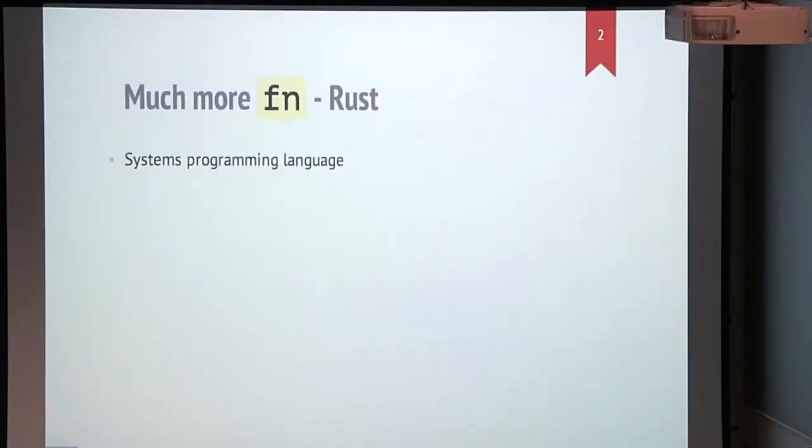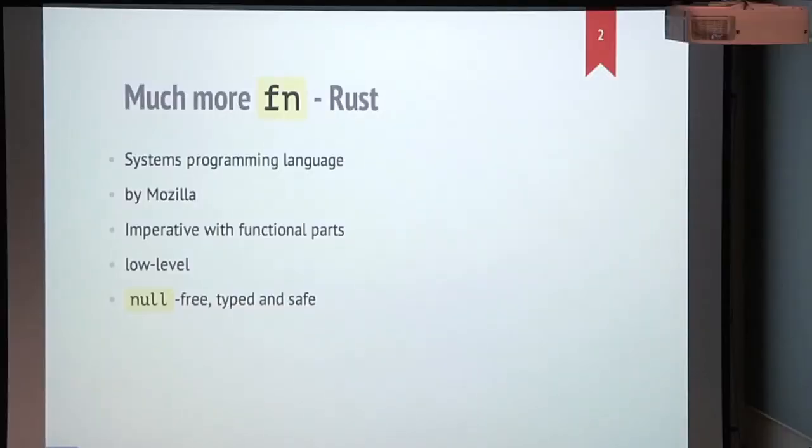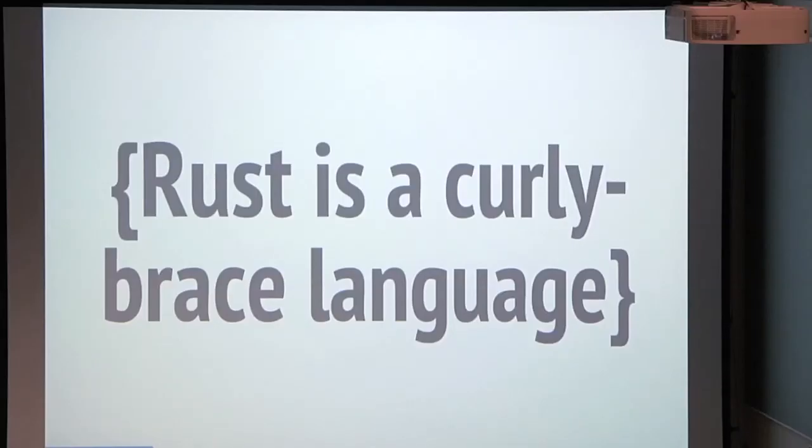Rust, just a short primer. Rust is a systems programming language that is designed by Mozilla and openly developed. It is imperative with functional parts. It is very low level if you want it to. It has no null pointers. It is typed and safe. It is also strictly better than Java and Clojure. Java, it's obvious; Clojure, I'll tell you why. It has braces, as Rich indented. It's a curly brace language.